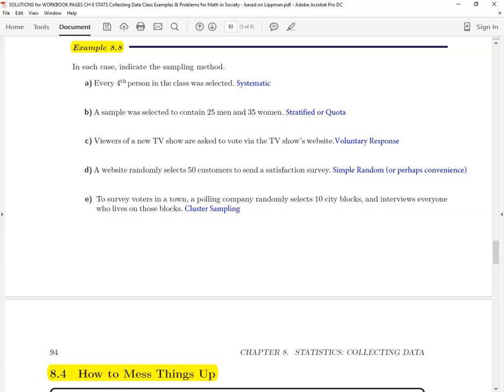So here's example 8.8. If you go back to page 93, A is systematic, B is stratified, or it could be quota because it's kind of specific in a ratio. Viewers of a new TV show has to vote. That's C, voluntary response. D, simple random, or it could be convenience maybe because it's their website and their customers, so it's pretty convenient. Survey voters in a town, E, cluster sampling.